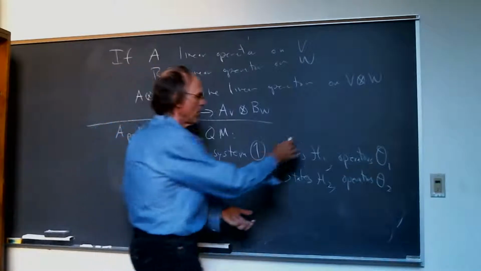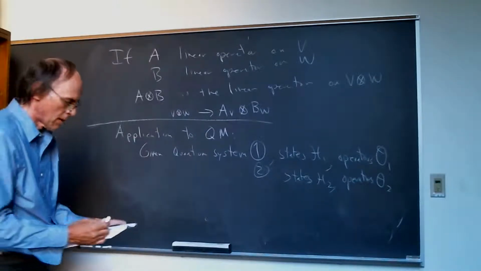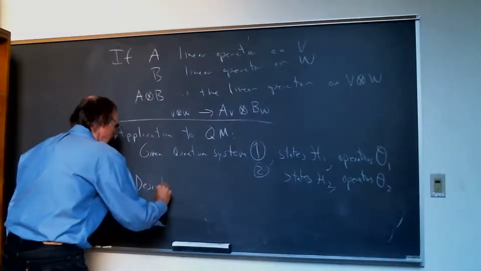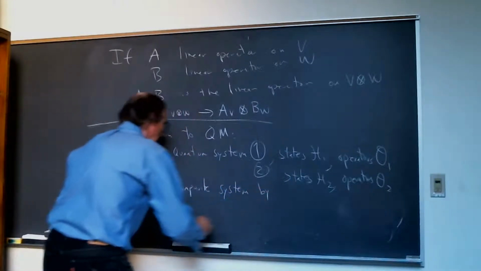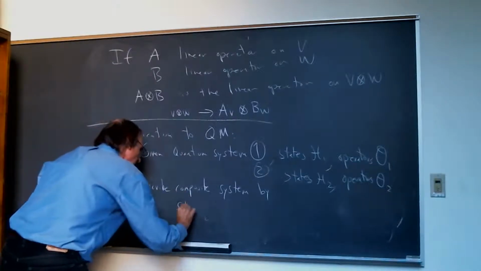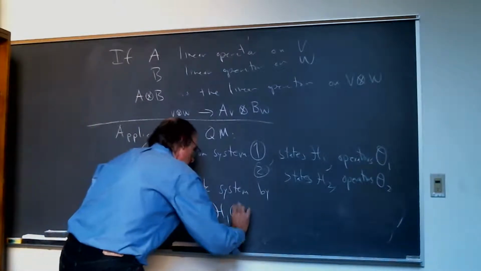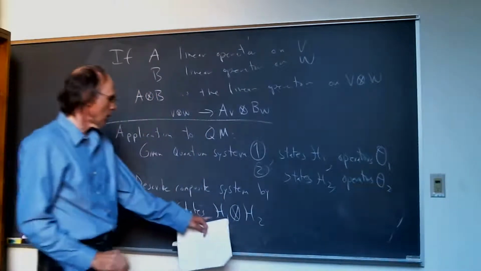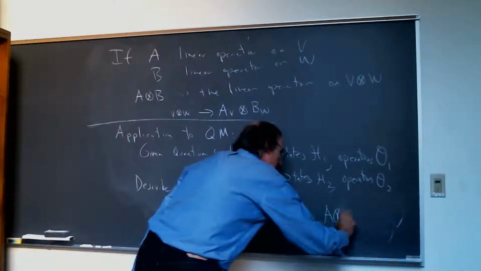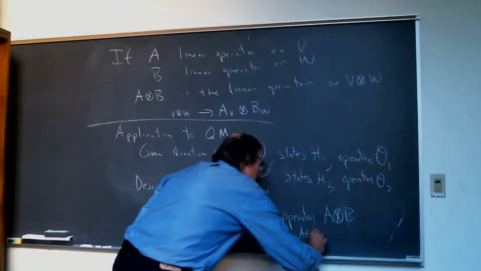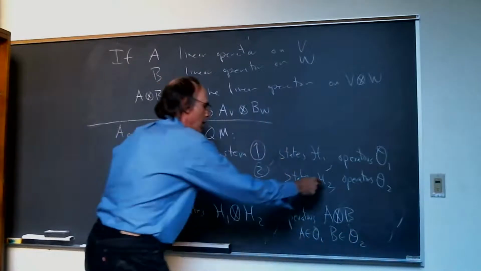I need some kind of setup where I can put these systems together. So you describe a composite system by states H1 tensor H2 and operators A tensor B, where A is from the set that operates on here, and B is from the set that operates on here.